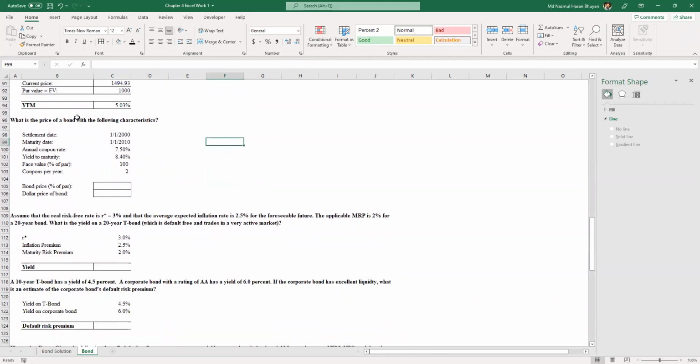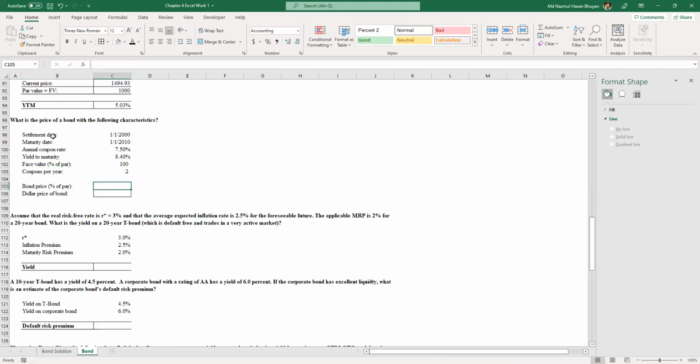Now, here, we now know a specific date at which we are going to buy the bond. That is the settlement date. And then we know the date at which this bond will mature. We know our annual coupon rate. We know our yield to maturity. We know the face value of the bond as percentage of par. And then we know our coupons per year. That means how many times we are going to get coupon payment per year.